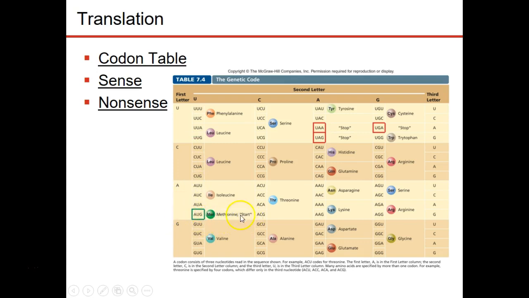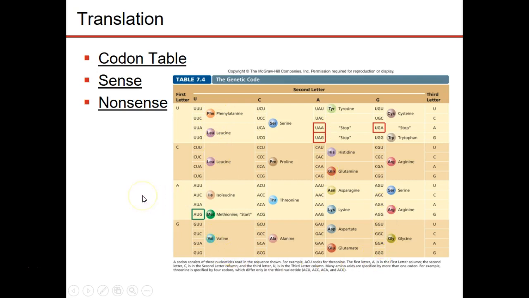Methionine here is the start codon. It starts all protein synthesis. It's always the start codon. And one of these 3 will be the stop codon. The other nucleotides between the AUG and the UAA, per se, are going to code for amino acids.